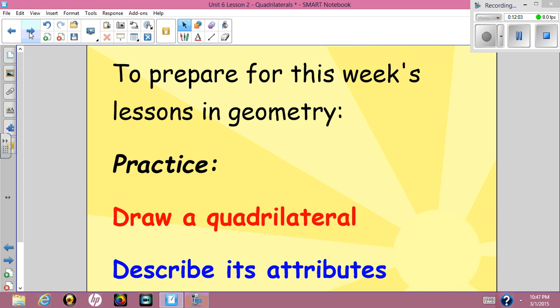Now, to prepare for this week's lessons in geometry in lesson 2, I'd like you to practice drawing some quadrilaterals. Draw the trapezoids and the squares and the rectangles and the parallelograms and the rhombus, and identify its attributes. See if you can understand why a square would fit more attributes than its own design itself.